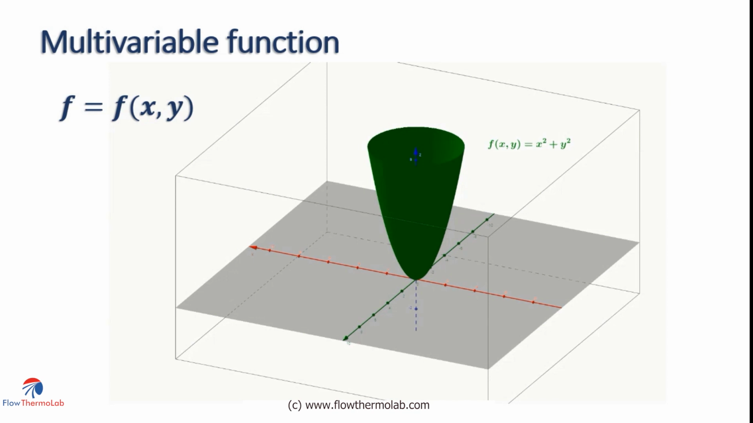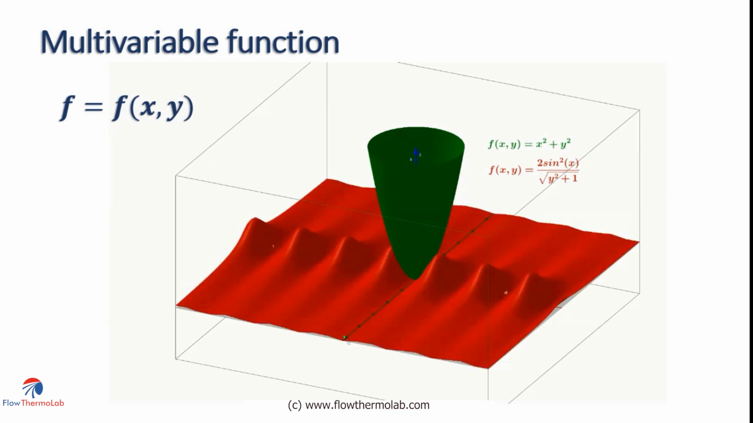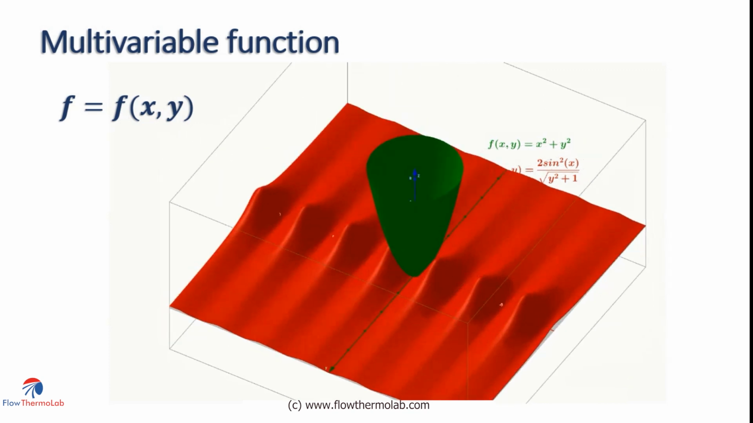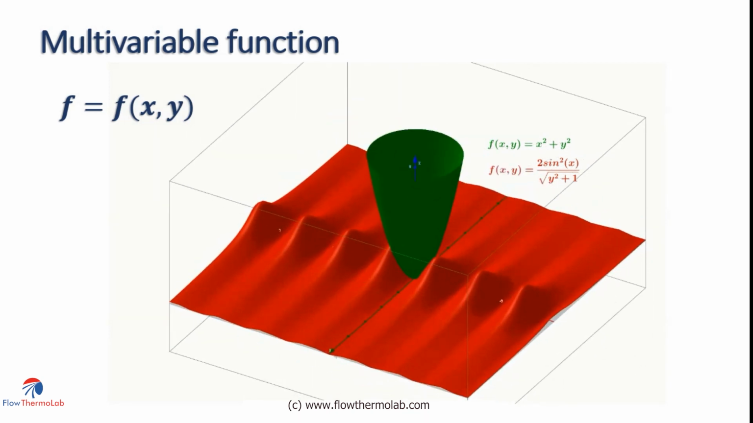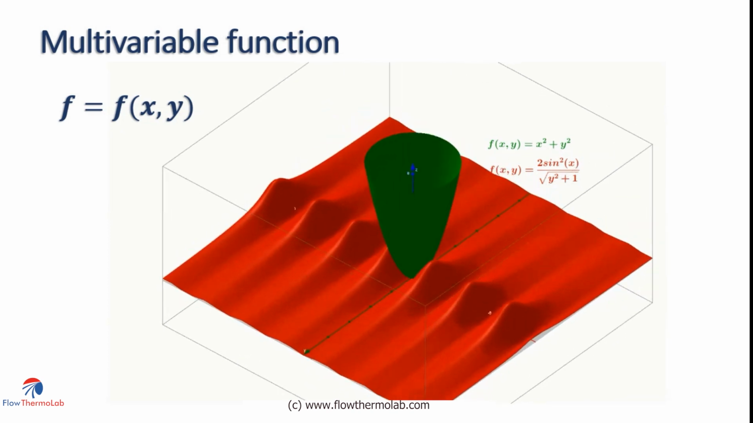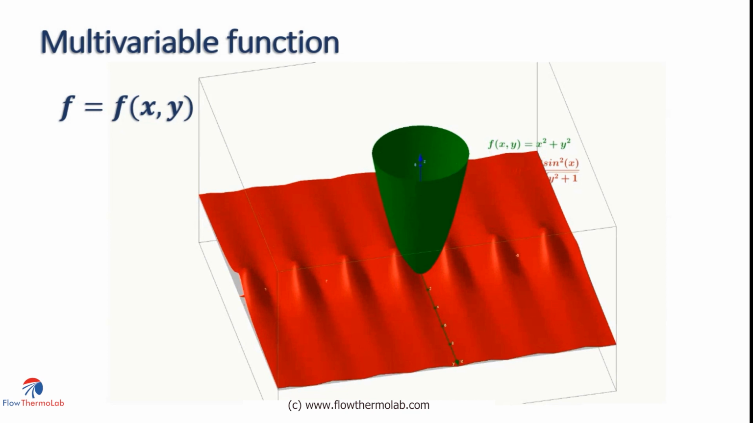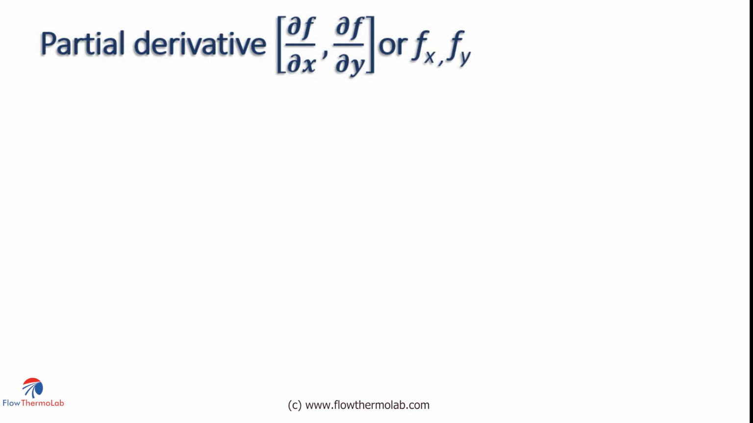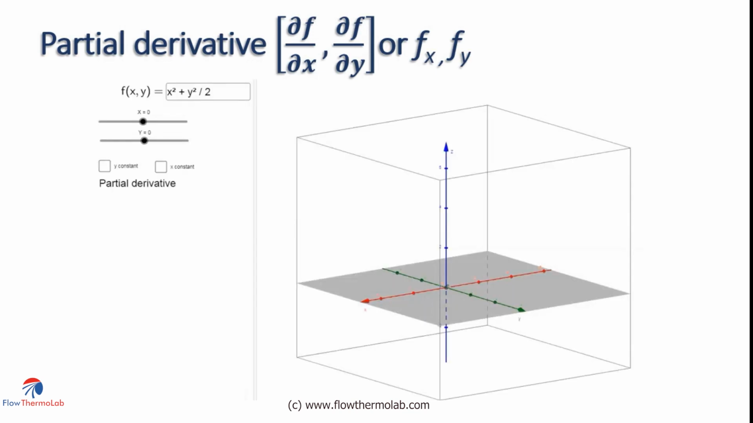Let's see one more example. f of x, y is equal to 2 sine square x divided by square root of y square plus 1. So this is a function of two variables. This looks like several parallel mountains that are periodic or repeating, as you can see here. And that periodicity is because of the presence of a sine component in the function. So these are multivariable functions, and now let's try to understand partial derivative.